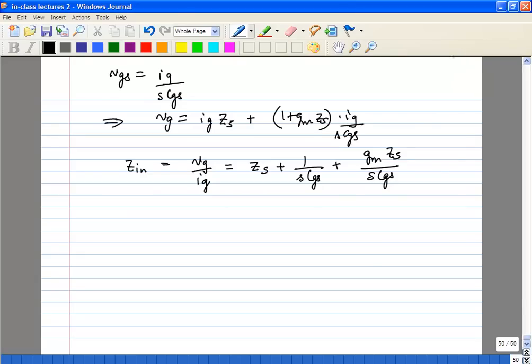Okay, so this is the form, right? For some arbitrary Zs. So let's just put in different values. We'll put resistor, capacitor, inductor. Those are three kinds of passive circuits. We'll see what happens in each case.